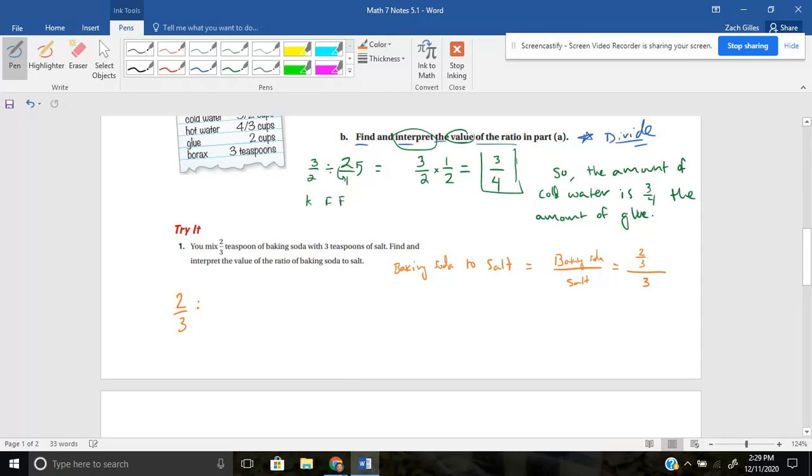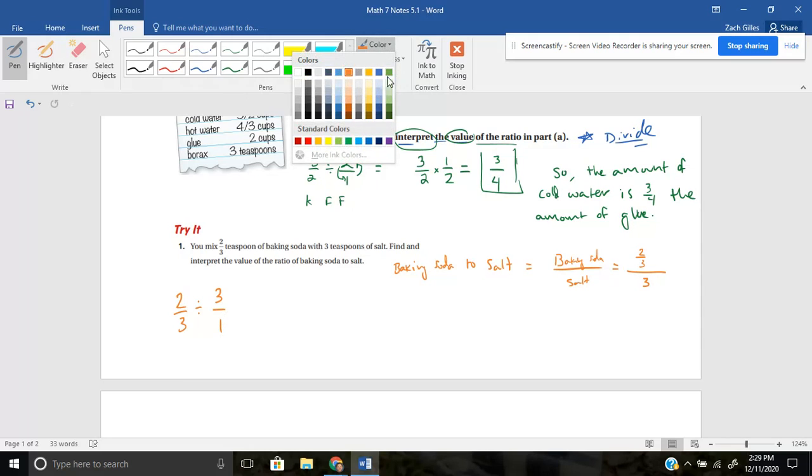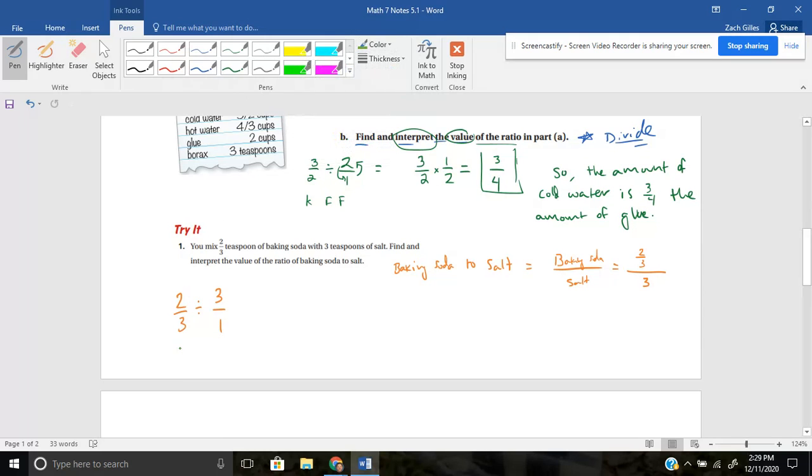2/3 divided by 3, and 3 as a fraction is 3/1, right? How I divide fractions is I use the acronym KFF: keep my first fraction the same, flip my division to multiplication, and flop the second fraction to its reciprocal. Okay, now when I multiply, I can multiply top times top and bottom times bottom. So I get 2/9.